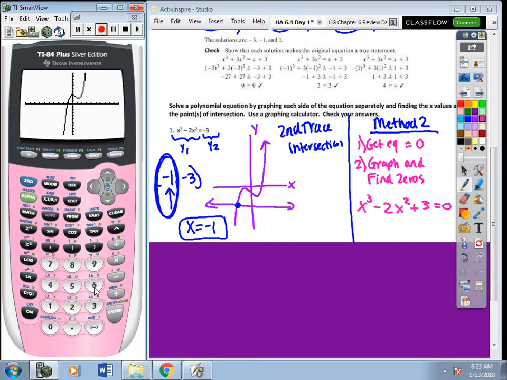You don't have 2 equations, you just have 1. And you're looking for the 0. So you would press second trace, option 2 for 0. And then we would have to do our left bound, our right bound, and our guess. And you'll get the same answer. Now, you will get a different y value because we've modified the curve, but remember, the answer is just the x value, so it doesn't matter.